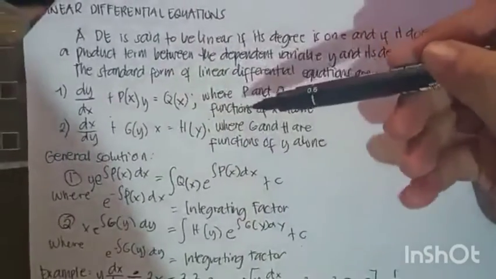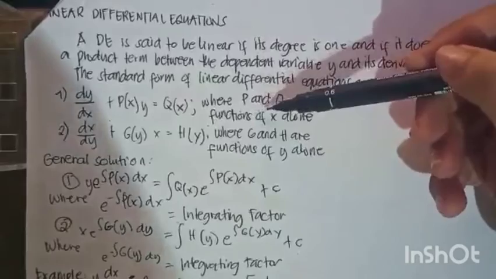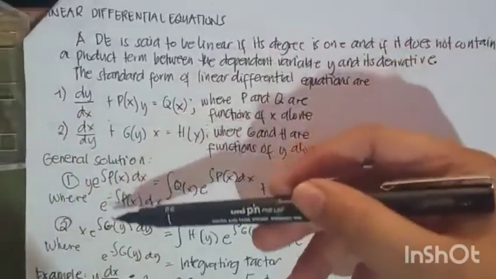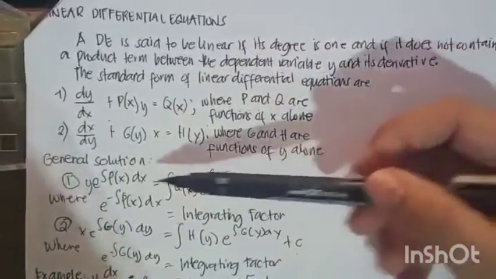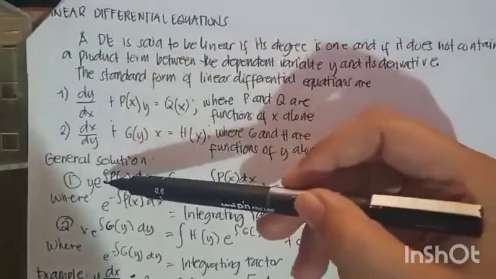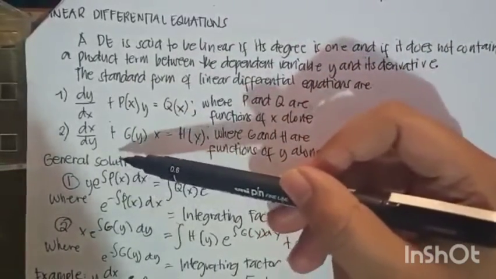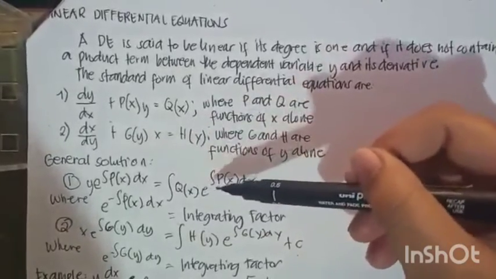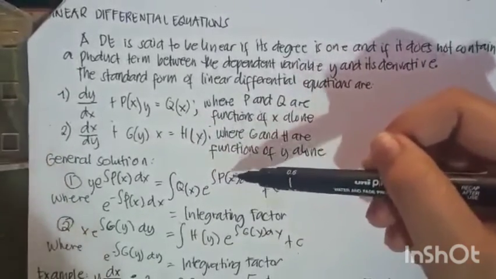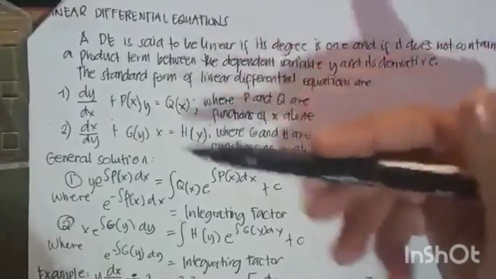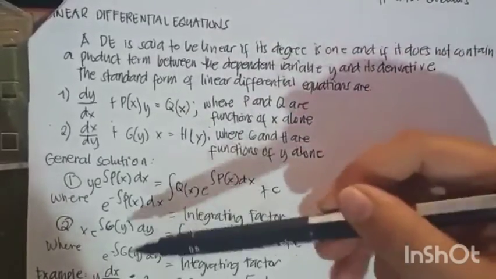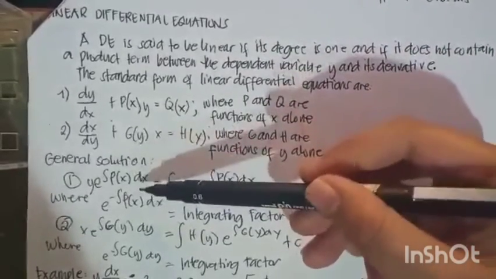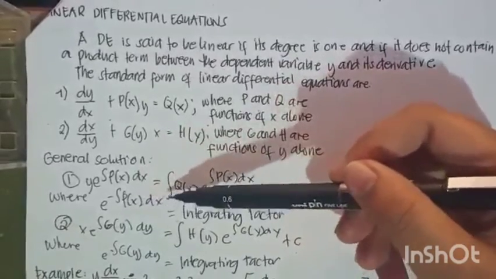Pag na-identify na po natin na linear differential equation siya, makaka-proceed na po tayo sa general solution, which is y times e integral of p of x dx equals integral of q of x times e the integral of p of x dx plus c. So, may integrating factor po tayo. Ito po yun. So, e raised to negative of integral px dx.